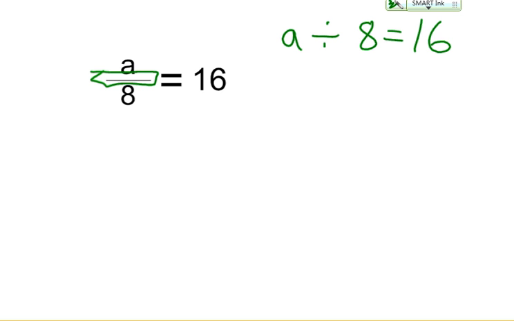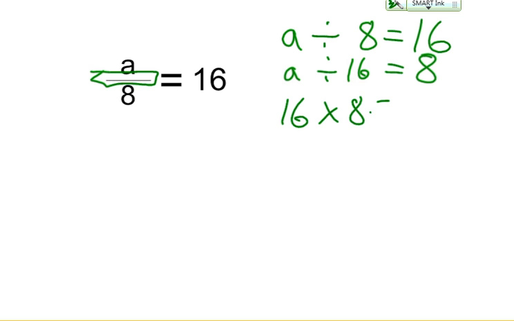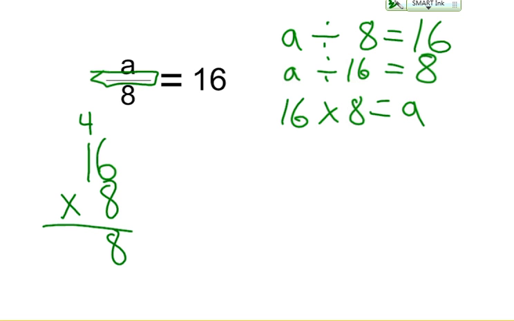If we work with the fact family, we would see this, and we would also see something like so. In the end, we're going to do 16 times 8 to give us what A is. So 8 times 6, 8 goes down, 4 goes up, 8 times 1 plus 4 gives us 12. So that gives us A equals 128. Once again, that helps us out.